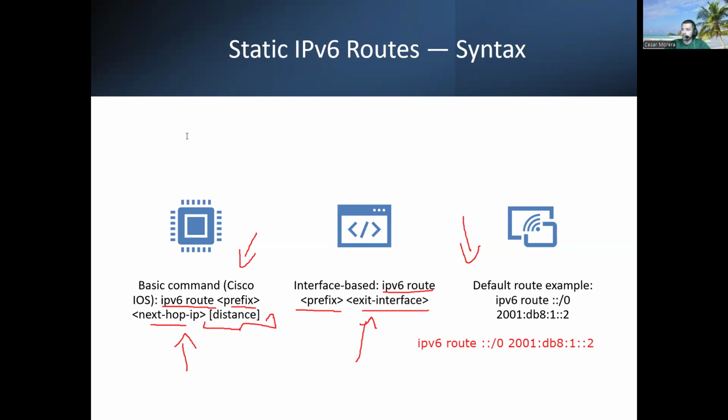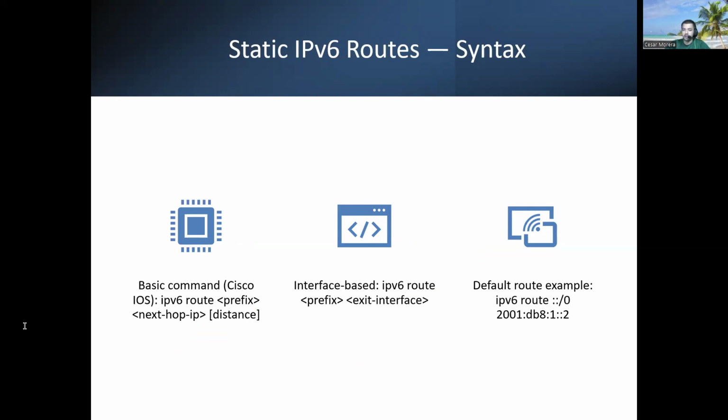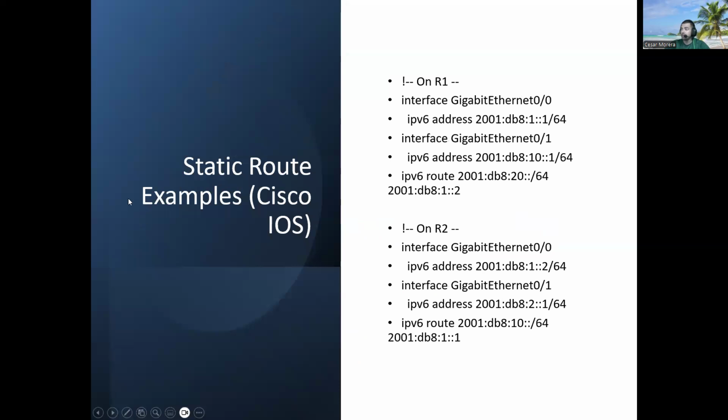Let's continue moving on. Let's clear the board. Now, this is an example to configure a static route in IPv6. Within the router, we have router 1 and router 2. We configure this interface Gigabit 0/0. We have the IPv6 address. We have the interface Gigabit 0/1, and we configure the IPv6 address, the route.